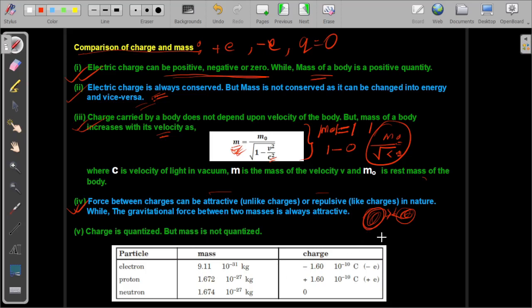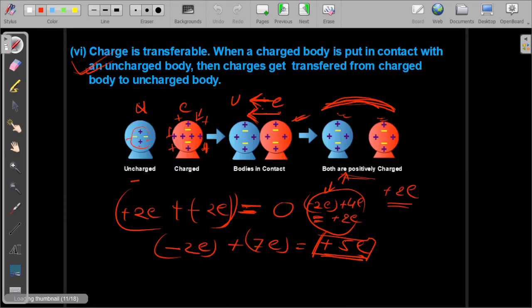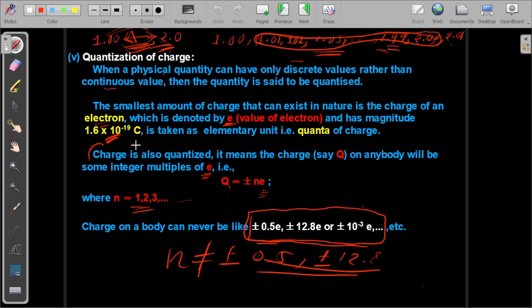Try to remember these values. These are important values. Charge of an electron is this much: 1.6 into 10 to the power minus 19 coulomb, with a negative sign. The mass of an electron is 9.11 into 10 to the power minus 31 kg. Neutron has zero charge. It has mass only. The value is given here. Understood?